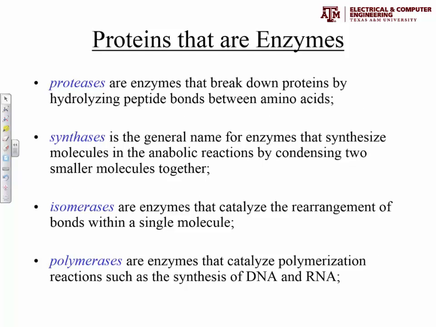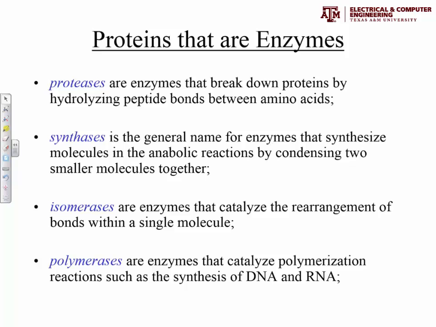Proteases are enzymes that break down proteins by hydrolyzing the peptide bonds between amino acids. We have already seen that if you take 2 amino acids, you link them together with a peptide bond. That's how you get a protein, many amino acids linked together. So if you want to cut these bonds, you need the help of an enzyme, and these enzymes are called proteases. Synthases or synthetases is a general name for enzymes which synthesize molecules in anabolic or biosynthetic reactions by condensing 2 smaller molecules together.